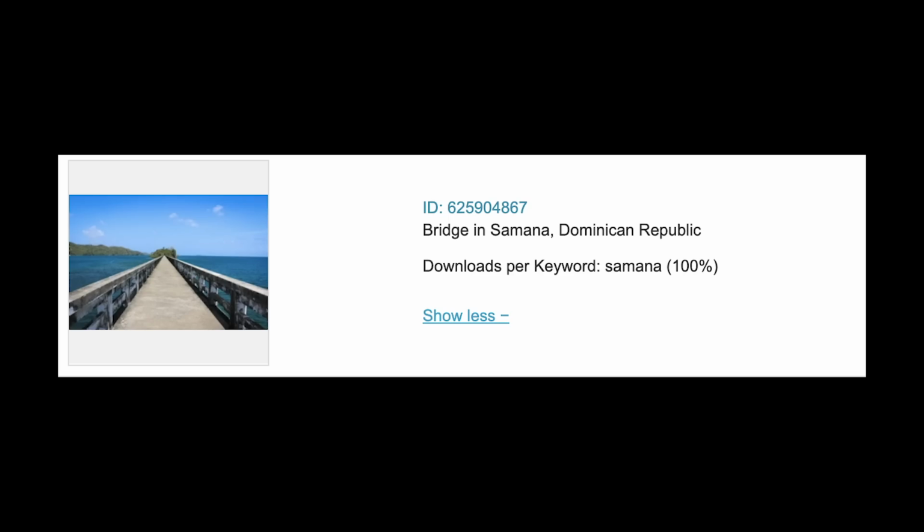And the next photo is another beachy kind of photo. This is a photo of a bridge in the Dominican Republic. And if I had just keyworded this photo as like bridge and blue sky and ocean, I guarantee you it would have probably never been downloaded. But because I keyworded it with that very specific location, a location called Samana, it is getting discovered through that keyword.